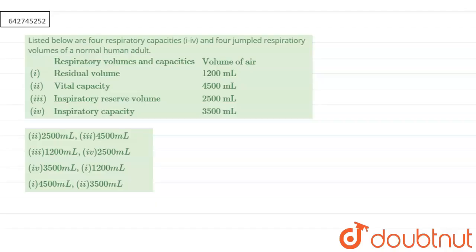Hello everyone, let's start the question. Our question says that listed below are the four respiratory capacities and four jumbled respiratory volumes of a normal human adult. Here our two columns are given, respiratory volumes and capacities, and volume of air. Here residual volume, vital capacity, inspiratory reserve volume and inspiratory capacity are mentioned.